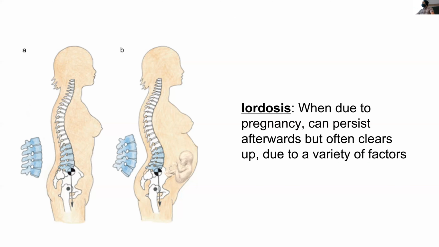And so what that does is it moves the back and moves the center of gravity back to where it should be. So this can cause lower back pain for pregnant women, especially late in pregnancy. But generally it's temporary. Once things clear up, then the spine will go back. So it's this kind of temporary lordosis caused by the added weight of a fetus developing in the uterus.